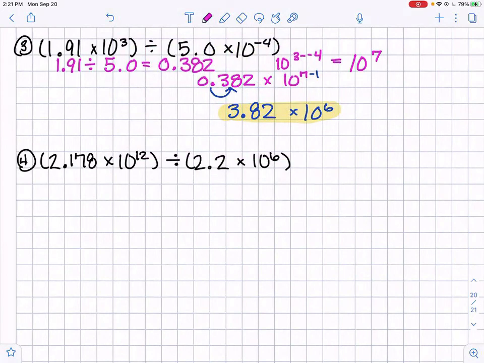Okay, number 4. What do we have to do? Divide again. 2.178 divided by 2.2 is 0.99. 10 to the 12 minus 6.